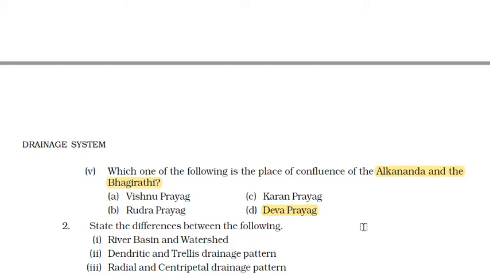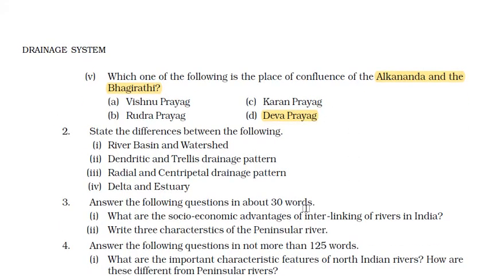Okay, the next question is: state the difference between the following. First, river basin and the watershed. River basin I have already discussed with you. Now what is watershed? When we are talking about watershed area, it is basically the area, or you can say a ridge of land, that separates the waters flowing to different rivers or basins of the sea. So it is a demarcation, an area which separates the two networks or the two drainage systems that divides the water. The water divide comes under this watershed.